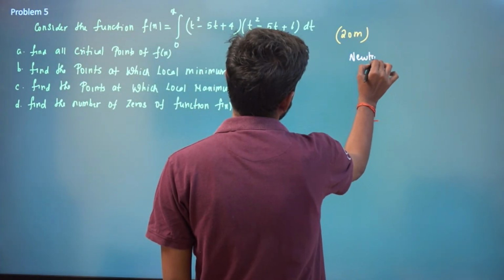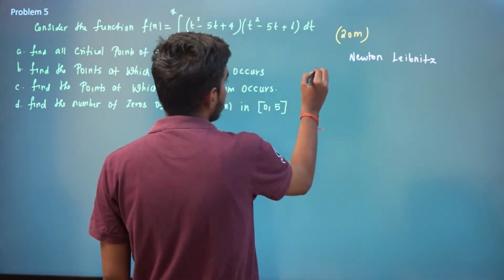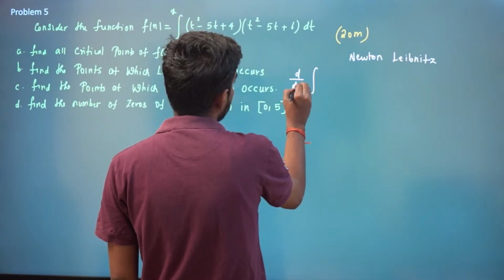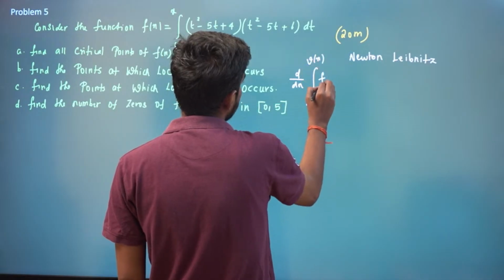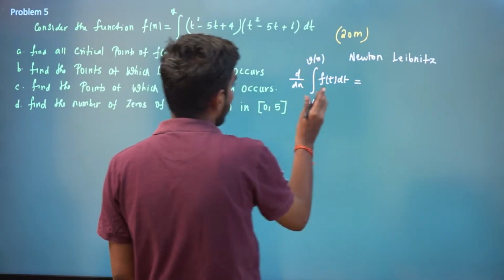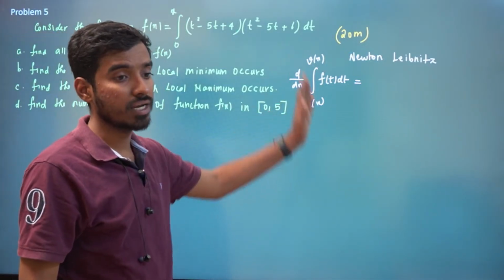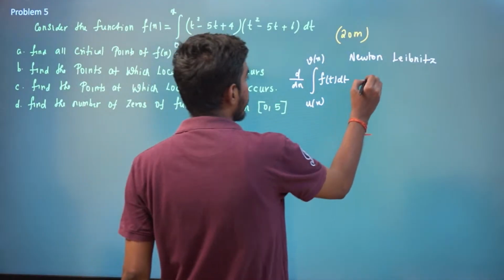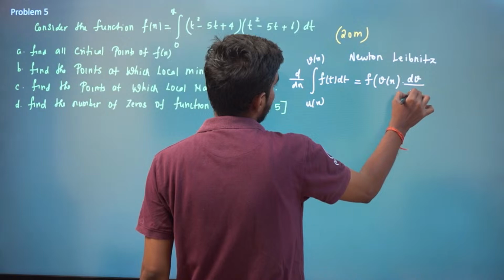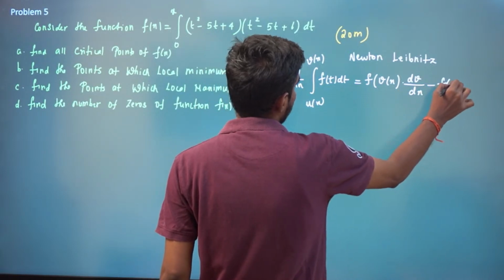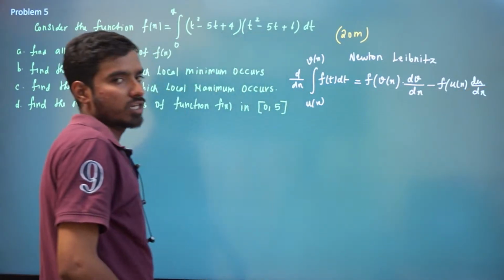So what does the Newton-Leibniz formula say? d by dx of the integration of u of x to v of x of f of t dt, that is, how to differentiate a function that is inside the integral sign. Inside we have a function of t dt, and the limits are functions of x. So this is given by f of upper limit into dv by dx minus f of lower limit into du by dx. This is what the Newton-Leibniz formula is.